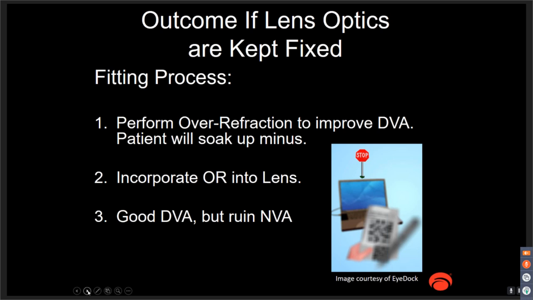And so what you end up doing is you increase the quality of the vision for distance, but it wipes out the near vision. And so again, you're right back to where you started. Before, they could see near, but they couldn't see distance. Now they see distance, but they can't see near. Neither one is going to be acceptable to the patient.